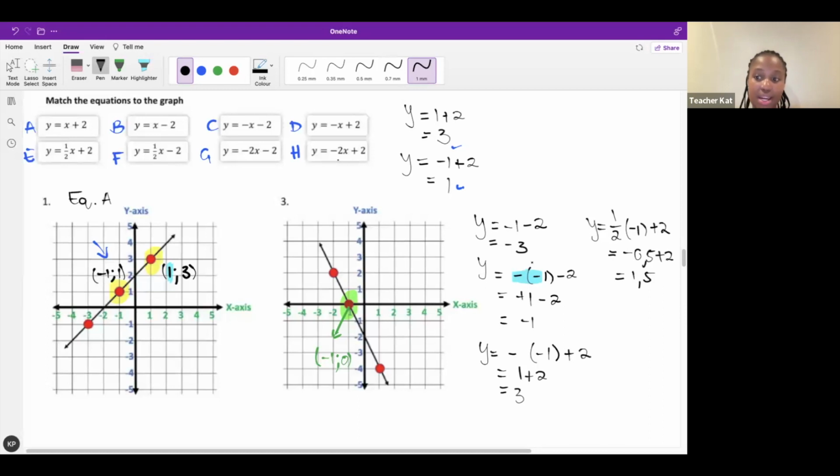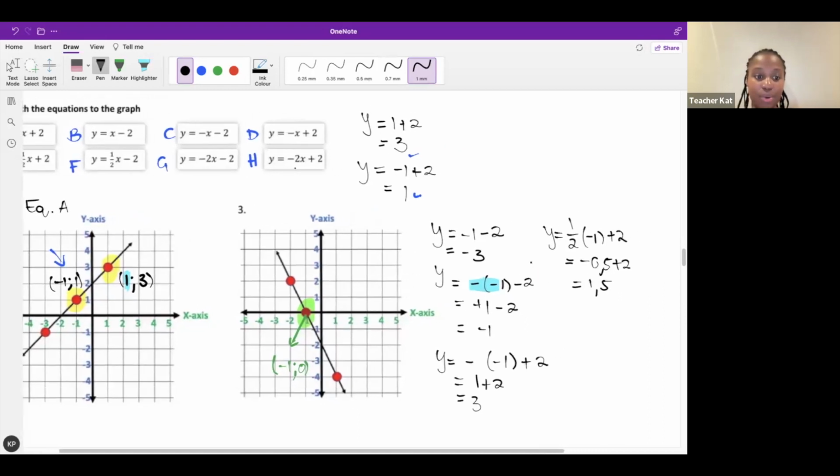Which one do you guys think it is? Before I do it, let's have a quick vote. Do you guys think it's G or do you think it's H? It's one of these two. It's either G or it's H. Okay, let's check. We have one vote for each. Let's check.